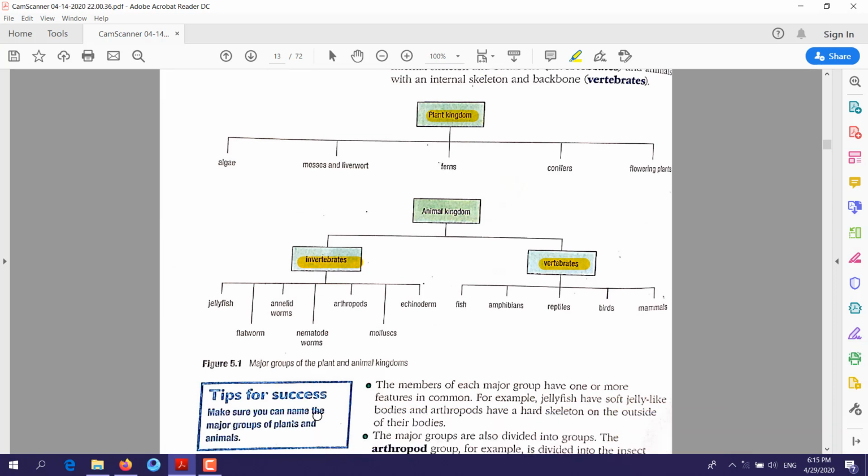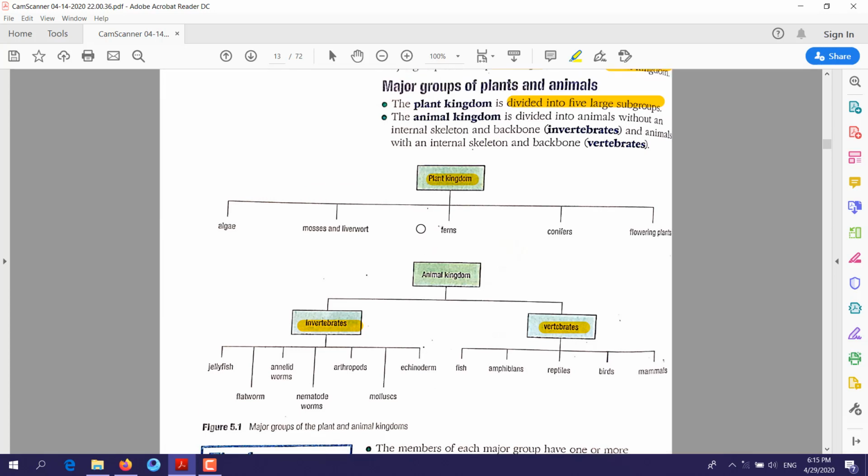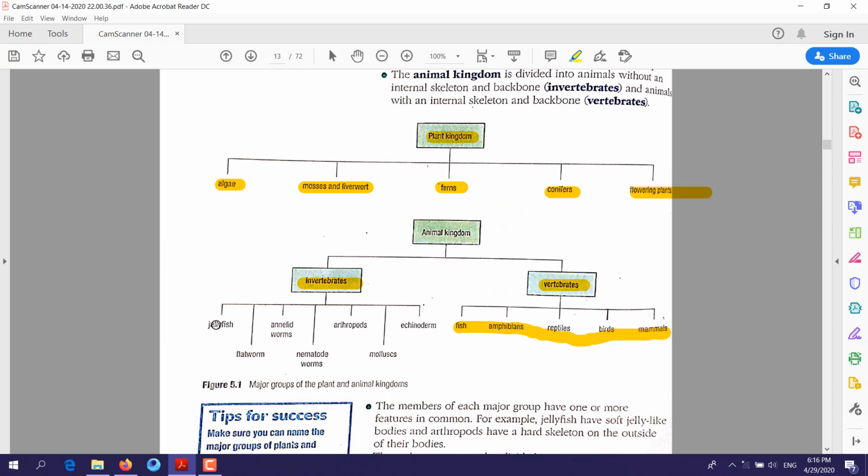So, tips for success here: make sure you can name the major groups of plants and animals. You should firstly know the subgroups of the plant kingdom, these 5, it's a must. And also for the animal kingdom, you should know the invertebrates and vertebrates, and also the groups of vertebrates, and also the invertebrates. These 4 invertebrates you studied in grade 8.